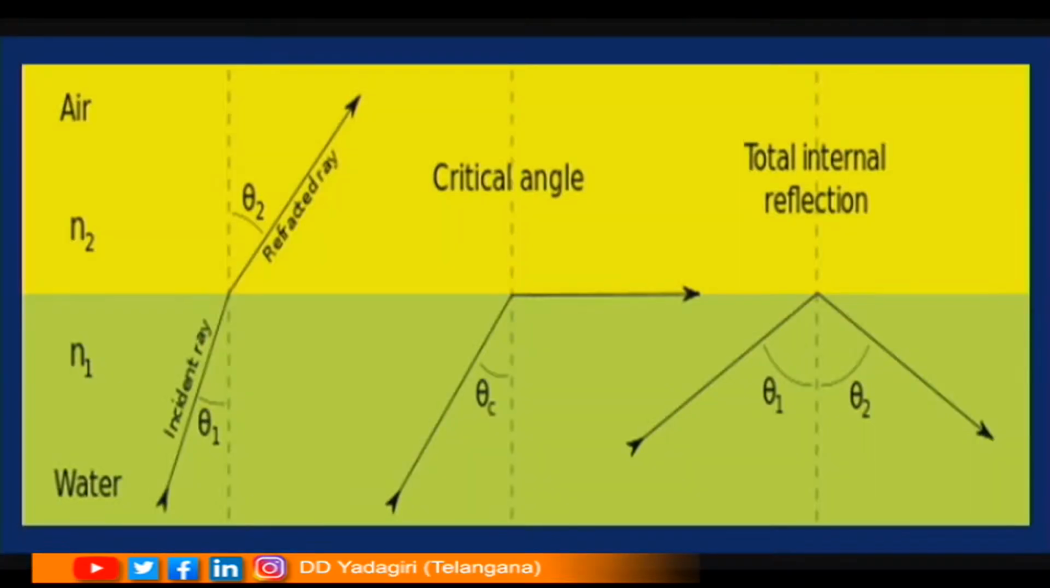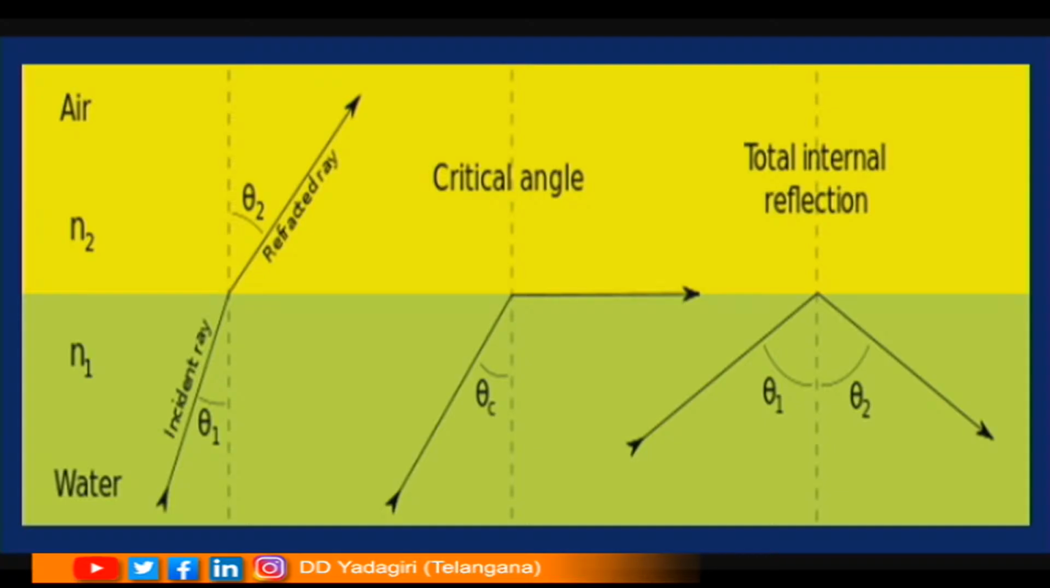Children, we see that if the light is travelling from denser medium to rarer medium, if the angle of incidence is the critical angle, then the angle of refraction is 90 degrees. What happens if we go on increasing the angle of incidence in the denser medium? See here, again we can take an example of light travelling from water to air. Incident ray angle theta 1, refracted ray angle theta 2.